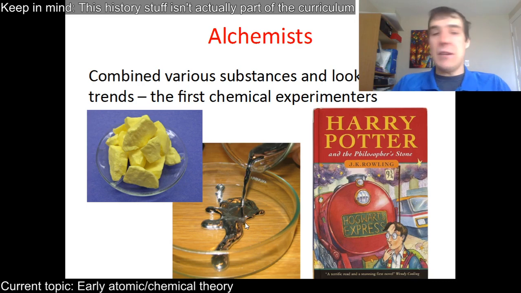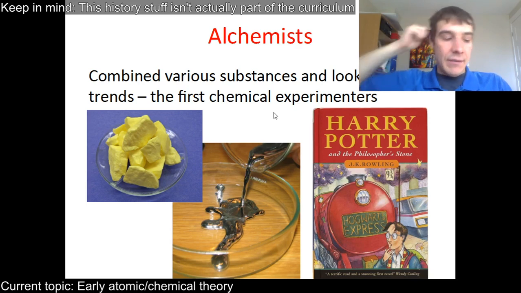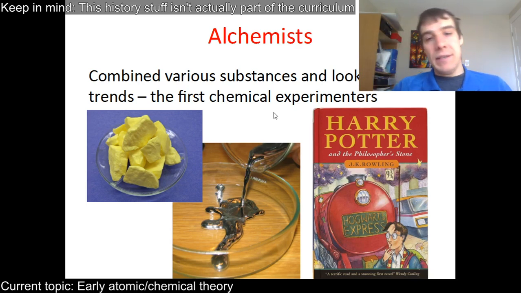They started making flasks and beakers and things like that. A lot of our chemistry apparatus that we use now comes from these alchemists. So they started bringing almost a kind of scientific method to it. They had recipes, they had ratios of things.